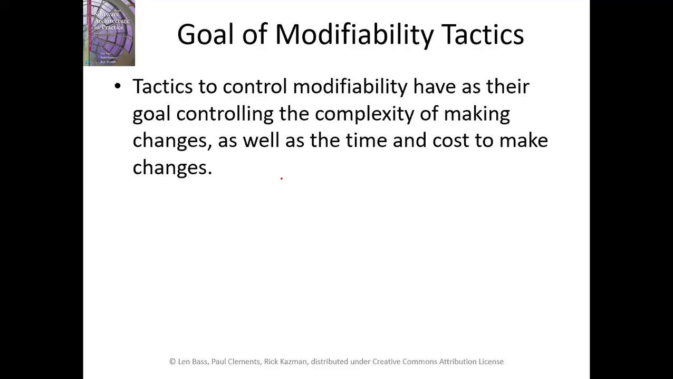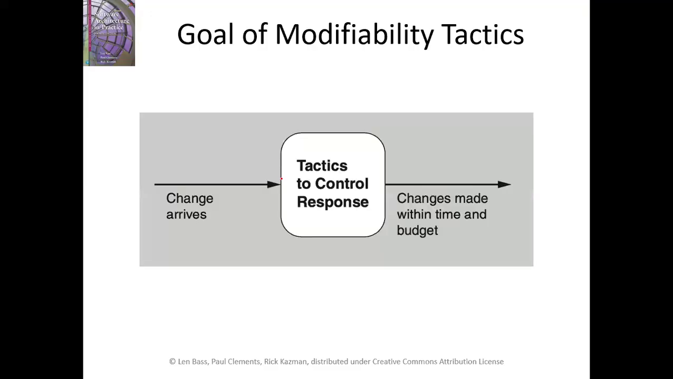Okay, tactics to control modifiability, goals of modifiability tactics. Probably we should start from there. The tactics to control modifiability have as their goal controlling the complexity of making changes, as well as the time and cost of change. So this is the goal of modifiability. Control the complexity of change, and then manage the time and the cost of the change.